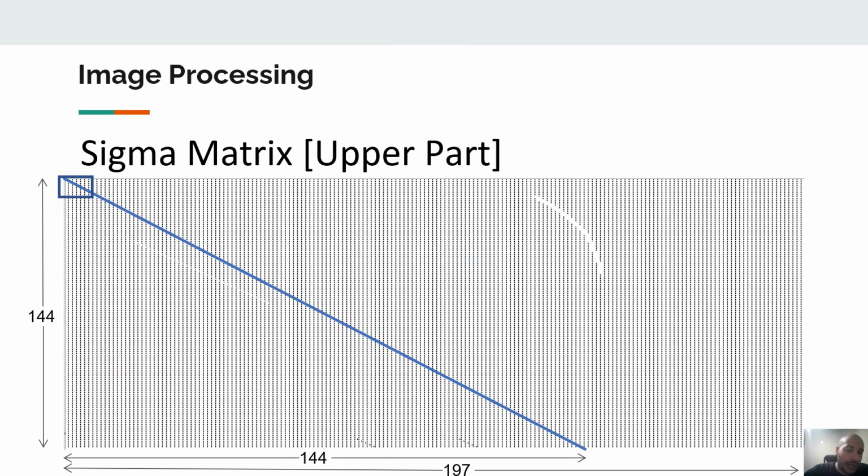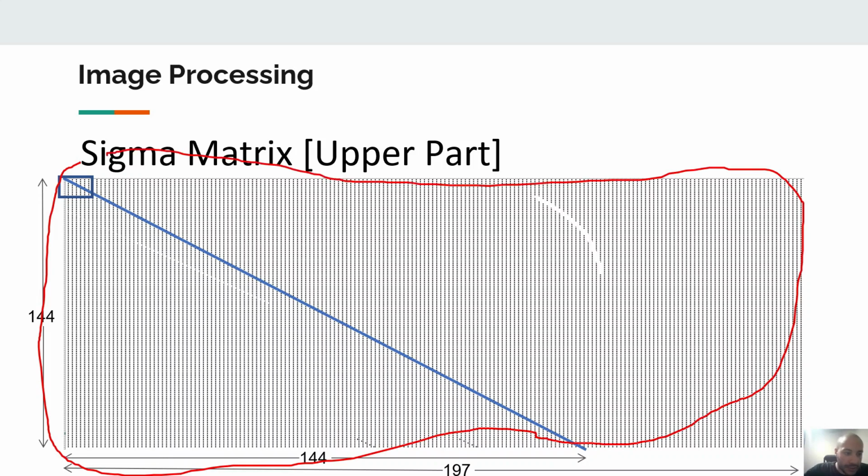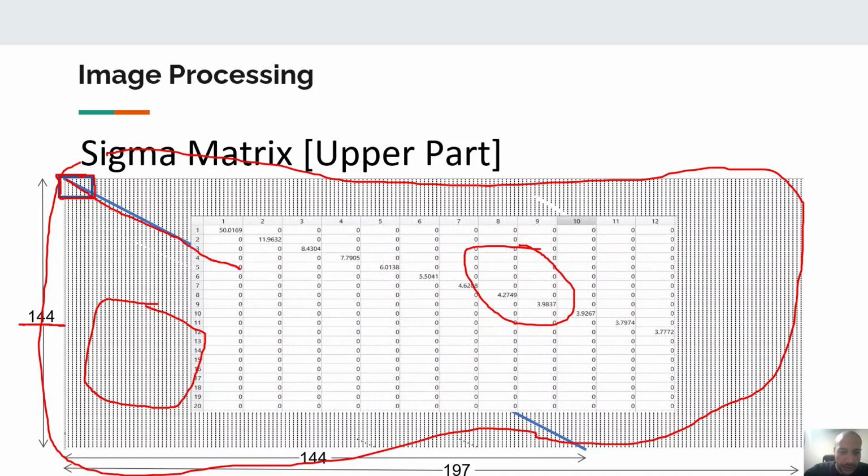So what do we have in here? This is a matrix. I'm just zooming out to see everything. So this is the matrix in here, and you can see it's 144 rows times 197 columns. And because this is a sigma matrix, that means only the diagonal has values, which is represented by this blue line in here. Other than this are zeros. So big zeros in here. Okay, so I'm just showing in here the first part of this matrix because it's important. So here it is. That's the matrix.